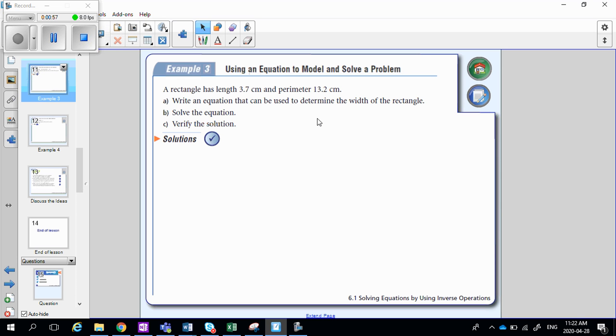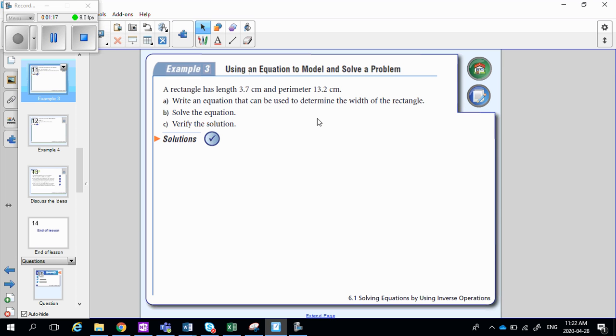It says a rectangle has length 3.7 centimeters and a perimeter 13.2 centimeters. So the first thing we have to do, write an equation that can be used to determine the width of the rectangle. So we know the length, we want to find the width. Solve the equation, and then verify the solution.